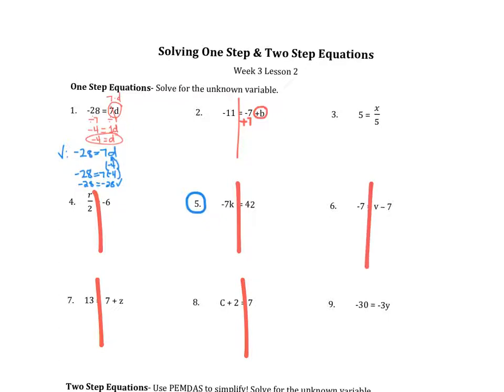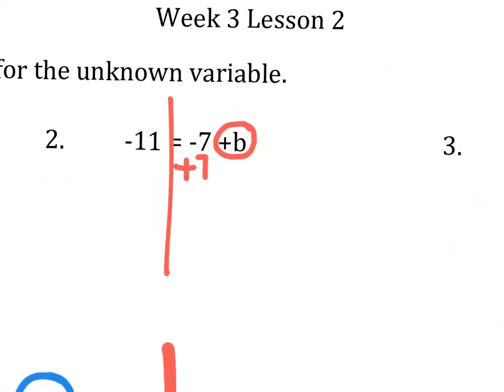just so that you're a little bit more organized with your work. If you don't like to draw the line down the middle, that's fine. So plus 7, whatever I do to this side, I have to do to the other side. So now I have a 0 pair and plus b by itself. I don't have to write the plus. Now let's solve this operation right here.